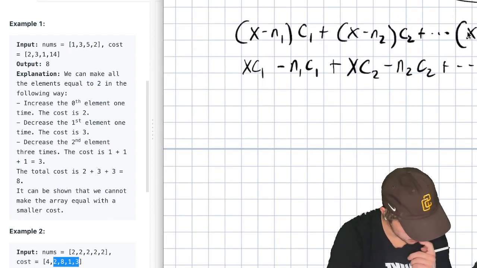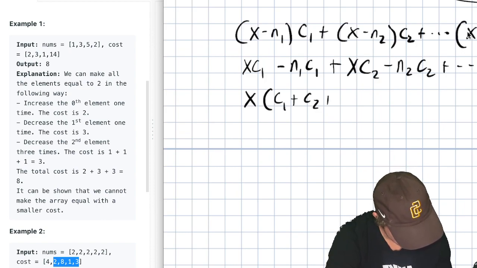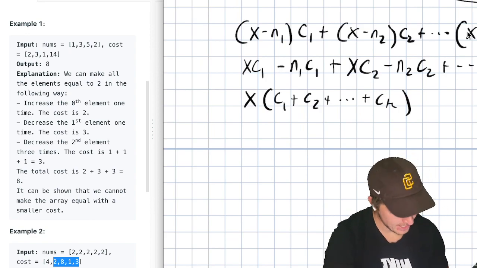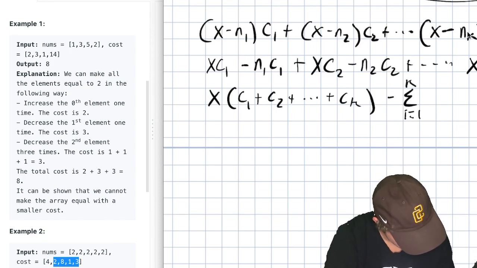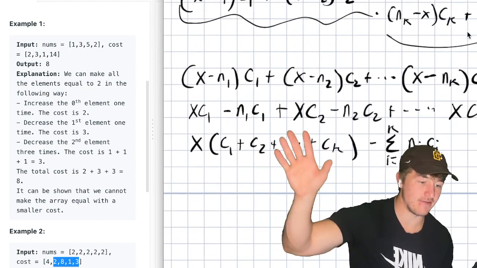All right, now there are variables that I can form. I have x, and I can do c1 plus c2 plus c whatever all the way to ck. And then I have just this weird system where it's subtracting. You can check my math if you want, right? The sum from i equals 1 to k of ni ci. All right, so that's for the first half, the half where everything's being incremented.